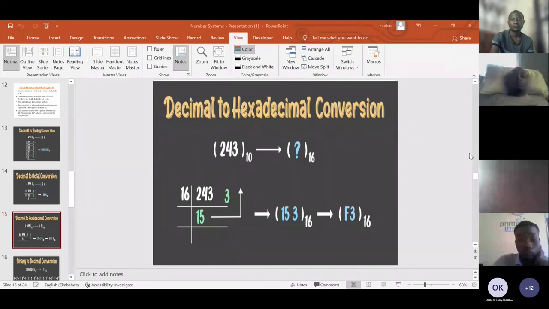So the 16 is impossible. It is possible to get into 15. So the 15 is the symbol, which is F. So our answer will be F3 base 16, because we can't write it as 15 and 3 base 16. It's impossible. That would be incorrect and incomplete. So put it as F3 base 16.